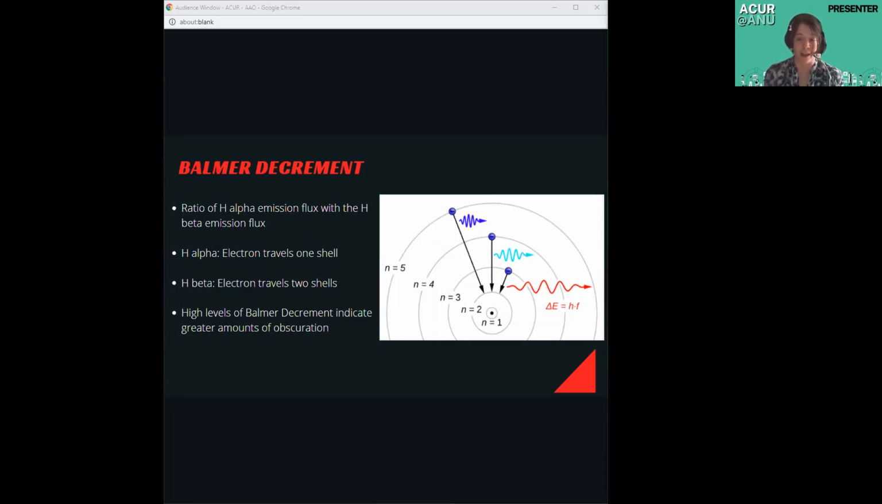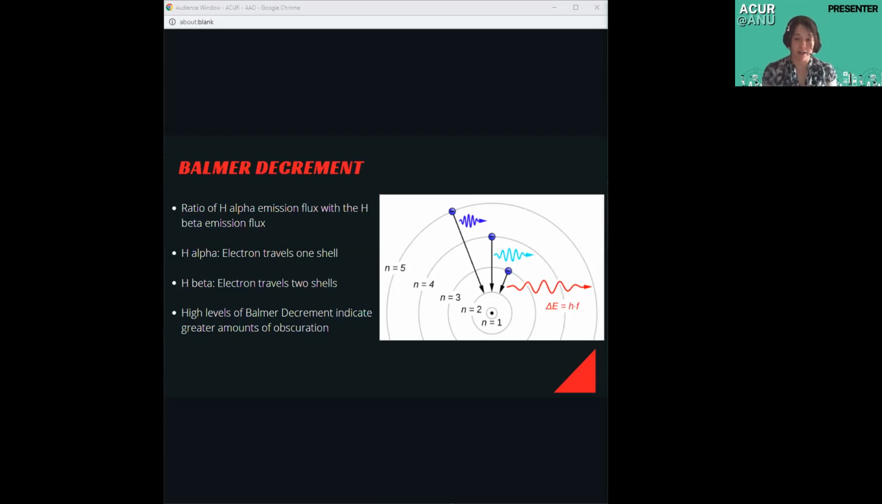When the electron falls, it de-excites, which means it loses energy. This lost energy is converted into light. For H-alpha, this emission light is red. So H-beta emission is very similar to H-alpha, but instead of falling from the third shell, it falls from the fourth shell. So it falls twice as far, and so it actually has a greater amount of energy. So this loss of energy is converted into blue light.